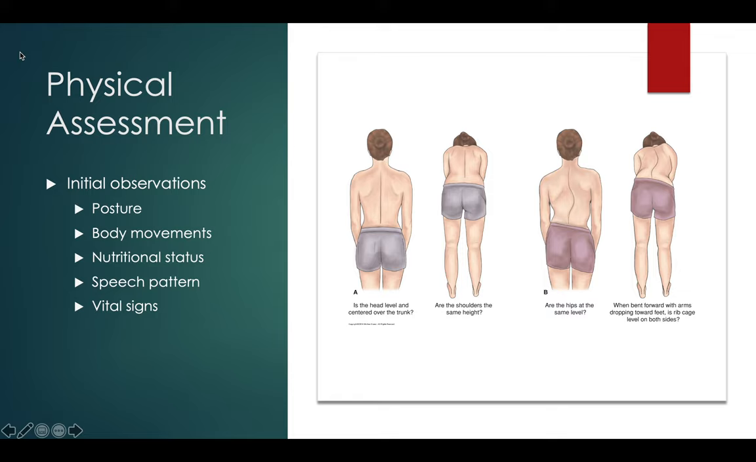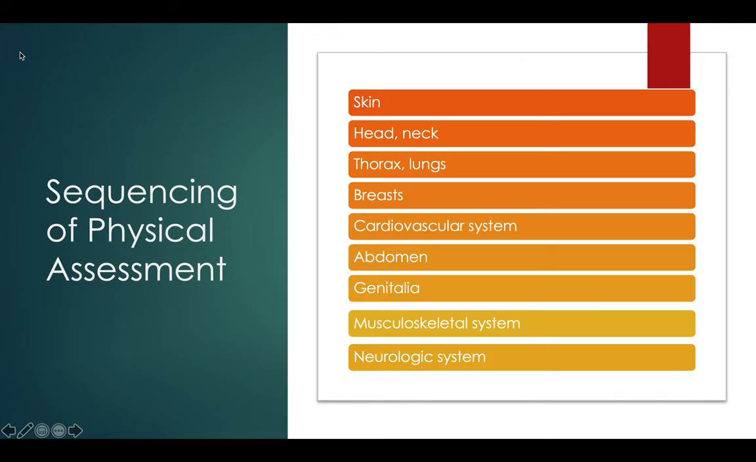Okay, for a physical assessment. Initial observations. This scoliosis check makes me think of when I was a school nurse. I had to line up all the kids. The girls got to wear a little bathing suit top. Of course, the boys took their shirts off, and we lined them up to check their spine. So initial observations. What's the posture look like? Body movements. Can you tell their nutritional status? Is their skin pale? How do they speak? What's their mouth look like? And, of course, vital signs.